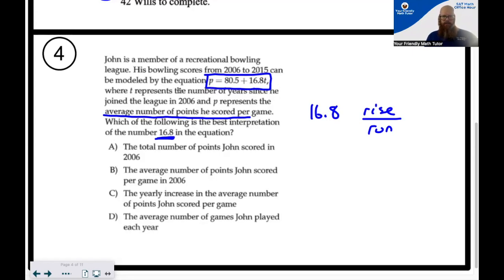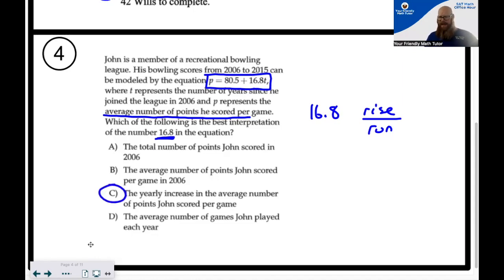So it's the average number of points per game, per each year, right? So that is the yearly increase in average number of points per game. That's C.